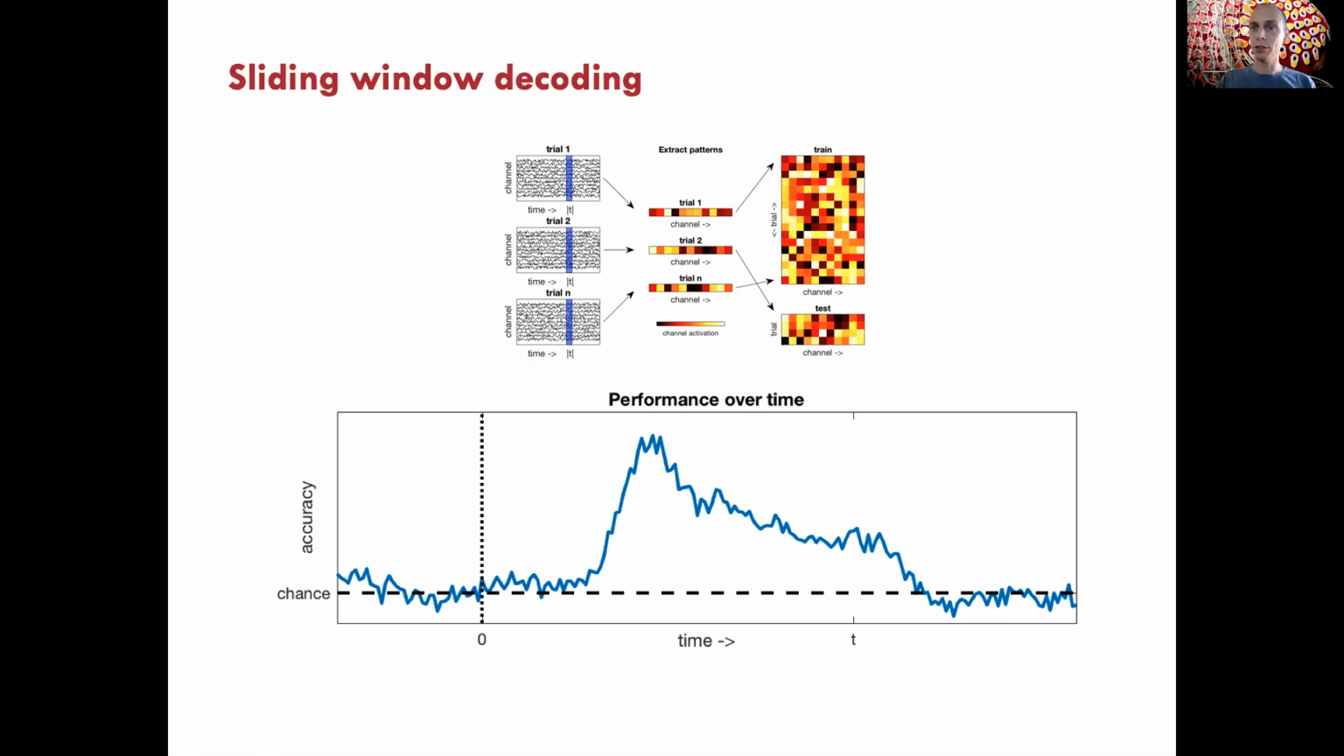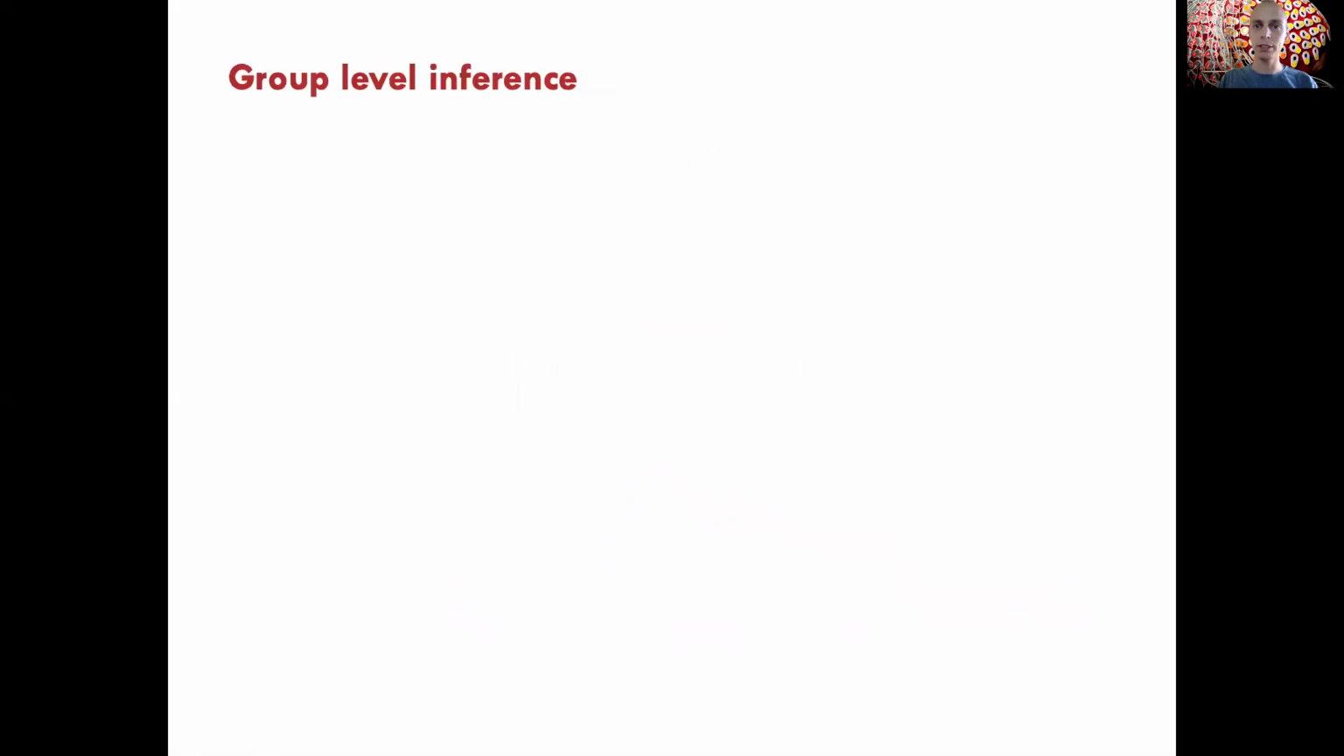Now, this is the analysis that you run on one specific subject. Then you repeat this whole process over subjects. So you create decoding over time for every subject. And now you can aggregate these at the group level, and you can test whether your group mean accuracy is bigger than chance at every time point.